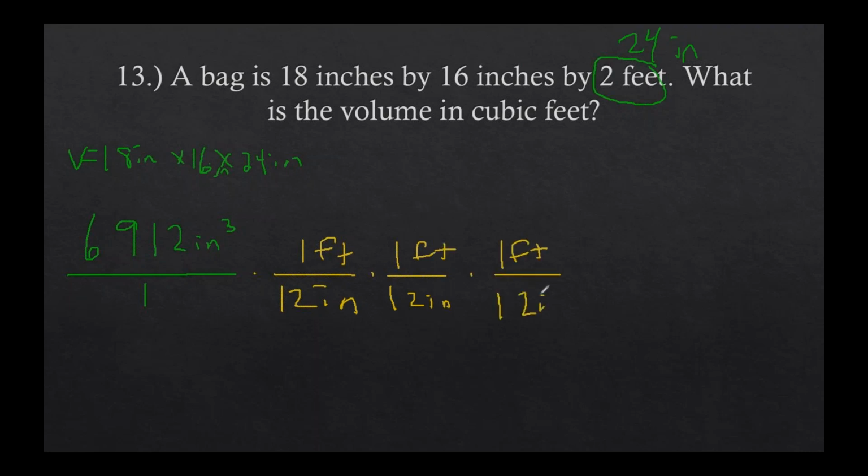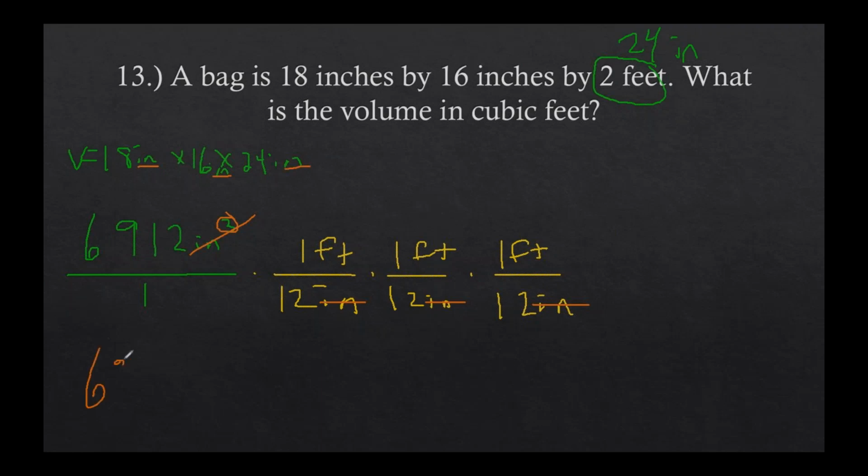Does everybody understand why we have to do this 3 times? Because that's crucial, right? We have these 3 inches cancel out with these 3 inches. The reason this is a 3 is because of these 3 inches right here. All right, so they all cancel out.